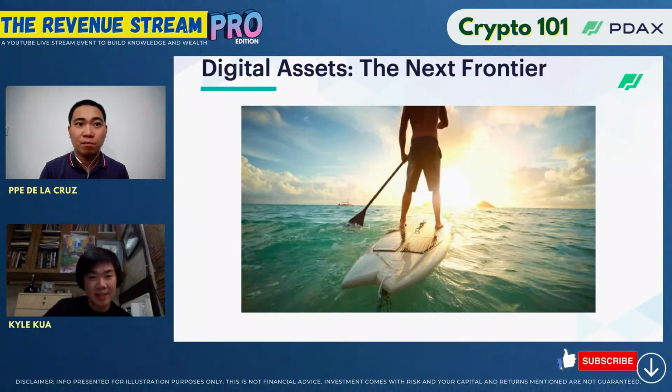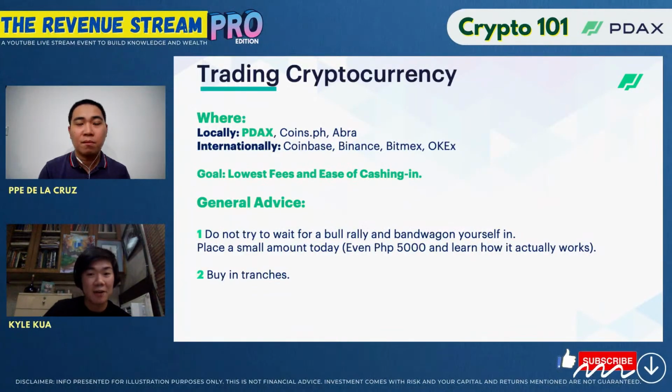And some general advice is to just start now. Don't wait for a bull rally. Don't bandwagon yourself. Others are going in, but just start now. Place a small amount today. Whatever small it is for you, whether it's 500 pesos or 5,000, 50,000, or 500,000, just start and put money in. Because once you're in, tali ka yan, you get to see it more. You get to actually notice the price movements, and you learn. You'll force yourself to learn more. So just start with an incremental amount, and then buy in tranches afterwards.